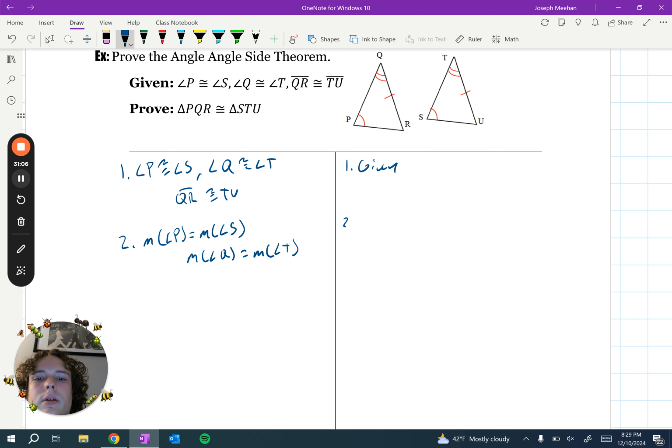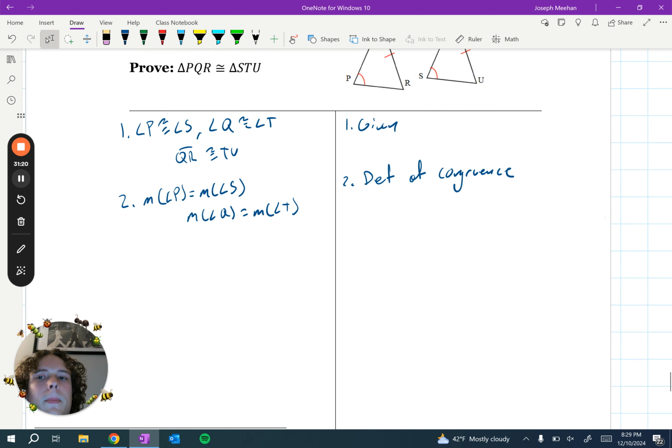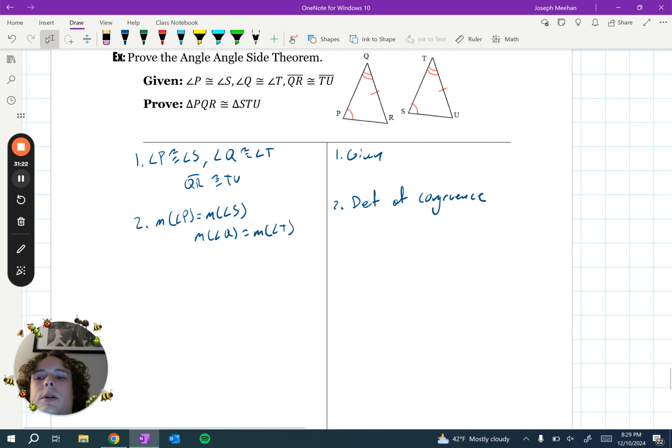We might not, but it's not a bad thing to write down just in case, okay? So that's the definition of congruent angles, or definition of congruence, okay? Definition of congruence, all right? So since those angles are congruent, we know the measures of them are equal, okay?